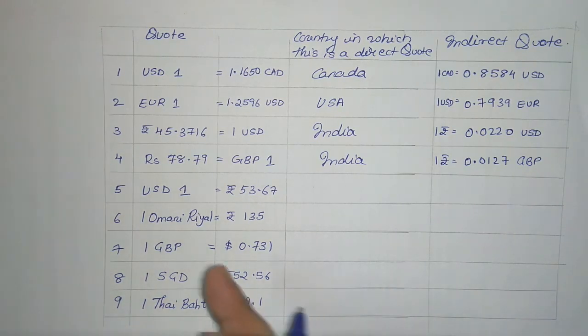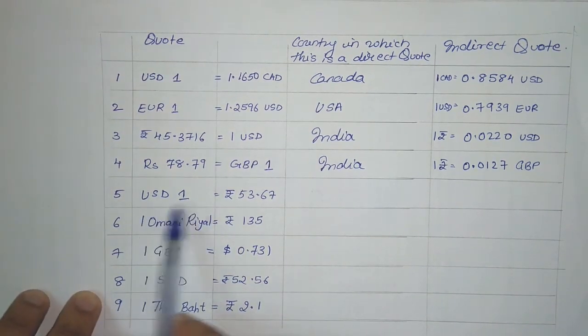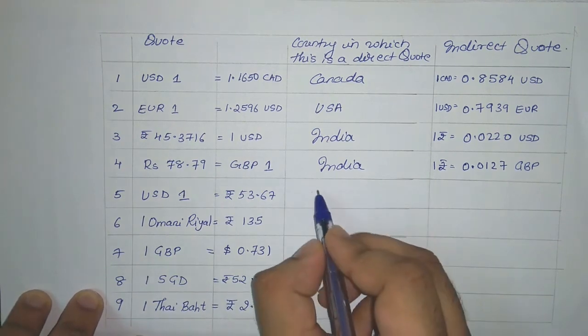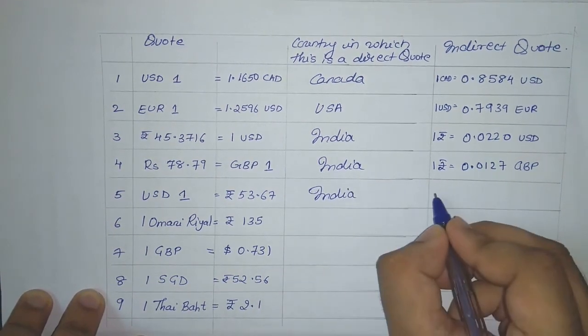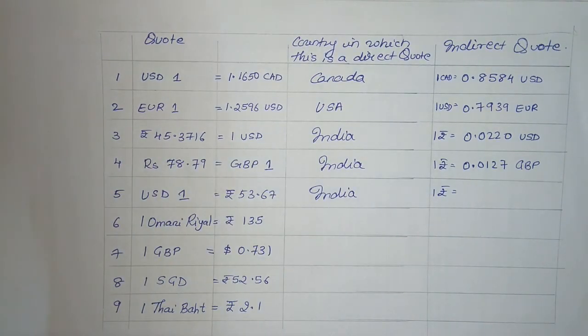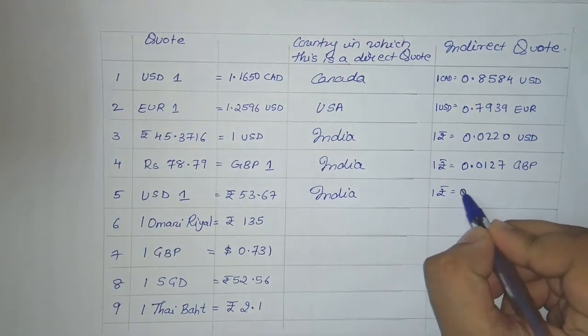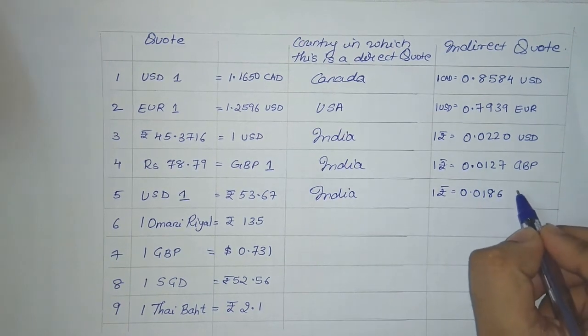Okay, now the fifth, 1 USD is equal to rupees 53.67. Base currency is USD. So the country in which it is a direct quote will again be India. Now in order to find the indirect quote, we'll find the reciprocal, 1 divided by 53.67. So it comes to 0.0186 USD.